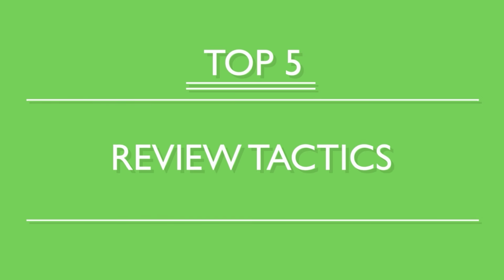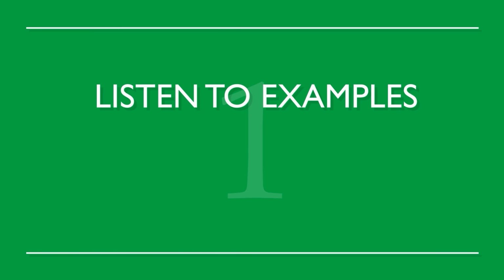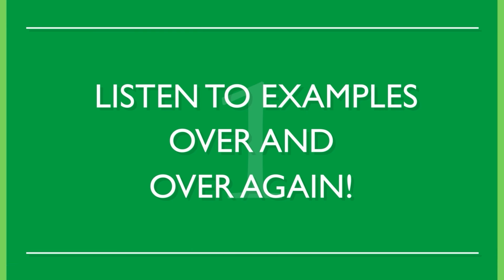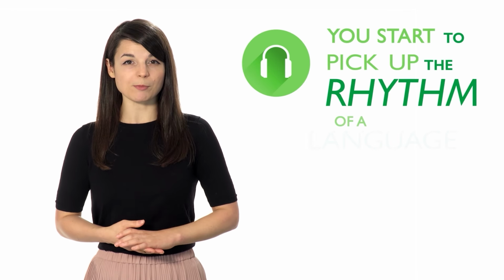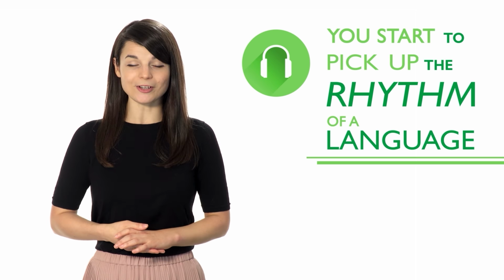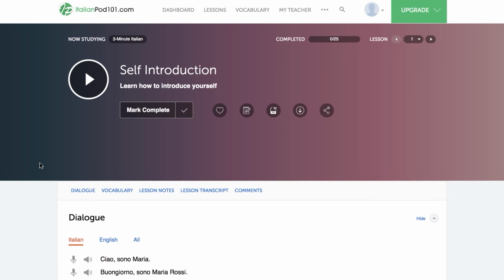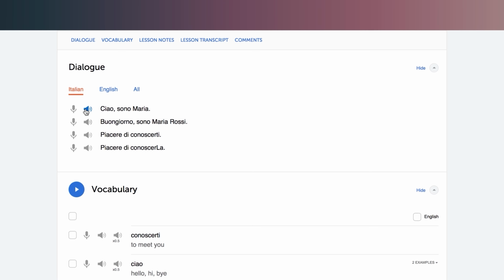To master a new language and understand everything as soon as you hear it, to read with just a quick glance and speak smoothly without thinking, you need to review. Here are our top 5 review tactics. Number 1, listen to examples over and over again. By listening closely and often, you start to pick up the rhythm of a language, as well as correct pronunciation from a native speaker. Use our line-by-line feature that lets you both listen and read along. Use this tool to practice as much as possible.